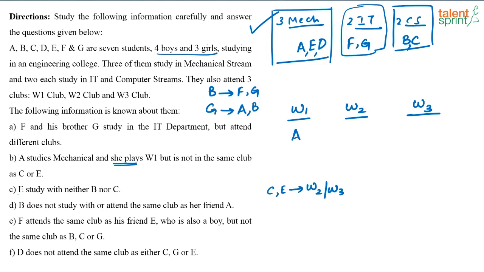Okay, now let's continue with the club part. So here they say E studies neither with B or C, I have used that. Then B does not study or attend the same club as her friend A. So B also belongs to either W2 or W3. So I can say B, C and E. We have to distribute them in W2 or W3. We don't know which one belongs to which club. Then the next statement says F attends the same club as his friend E, who is also a boy.